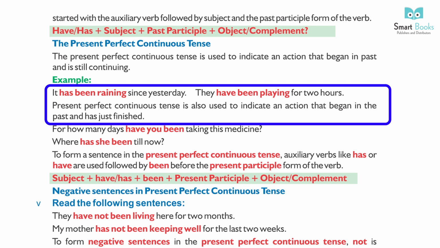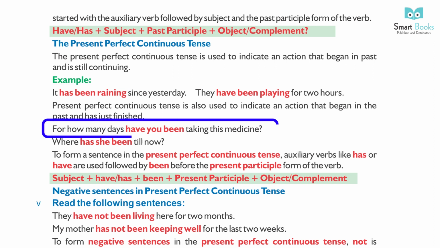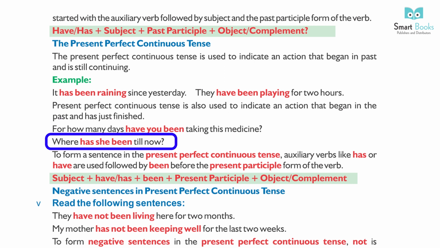Present perfect continuous tense is also used to indicate an action that began in the past and has just finished. For how many days have you been taking this medicine? Where has she been till now?